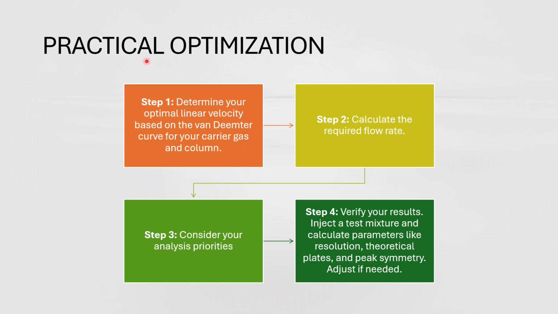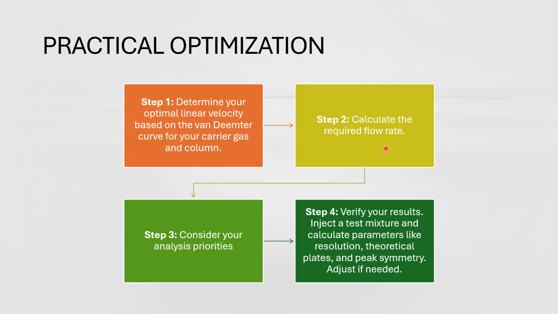So how do you actually optimize your carrier gas flow in practice? Step 1 would be to determine your optimal linear velocity based on the Van Deemter curve for your carrier gas and column. Most column manufacturers provide this data, or you can measure it experimentally.